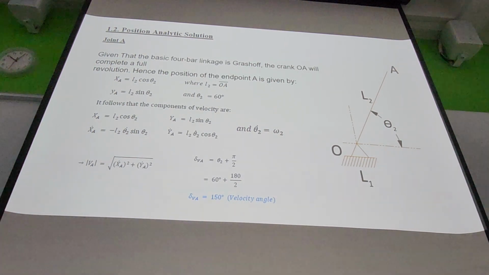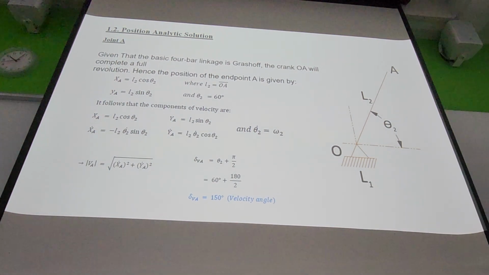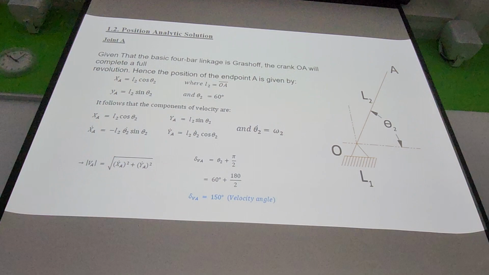Now from these equations you can write velocity A as the square root of the sum of the squares of the x component and the y component. Okay, so you can know the direction of this velocity A. It is theta 2 plus 90 degrees. It is perpendicular to link 2, right? So you know the orientation.